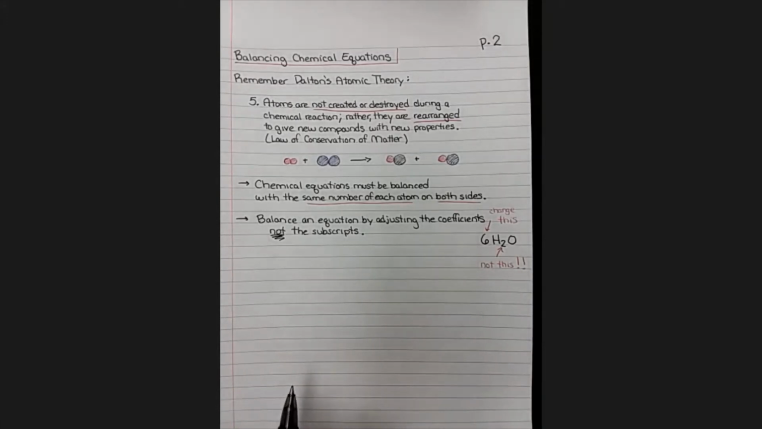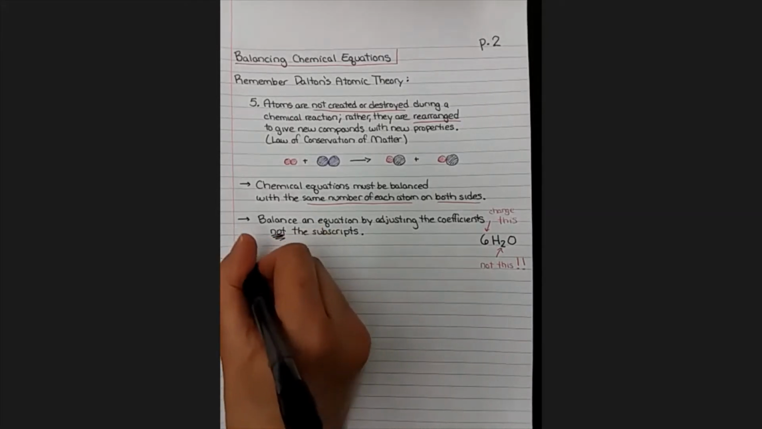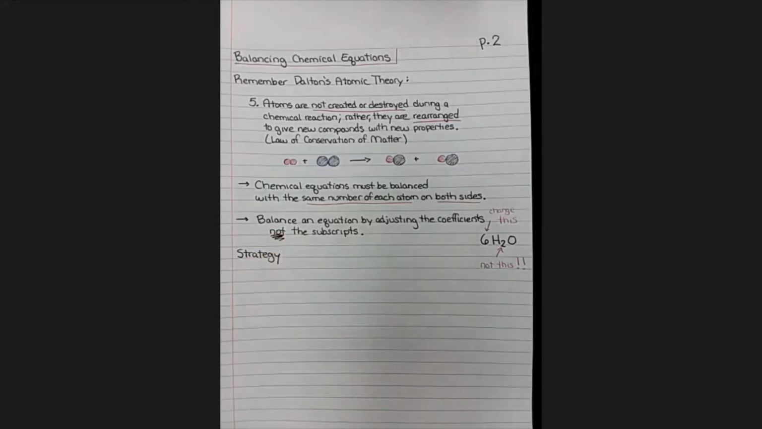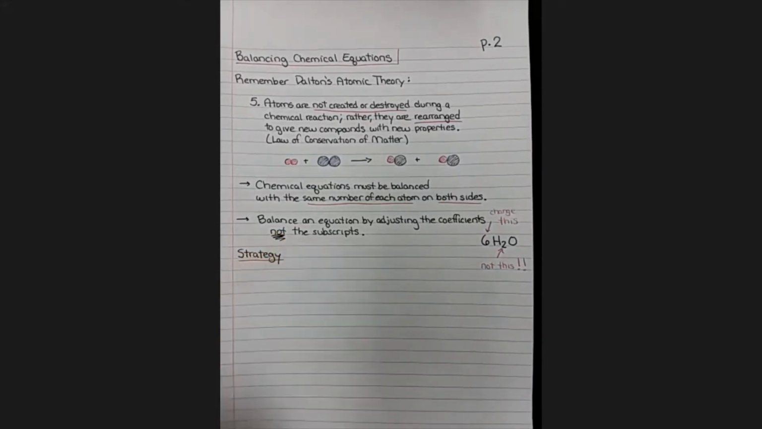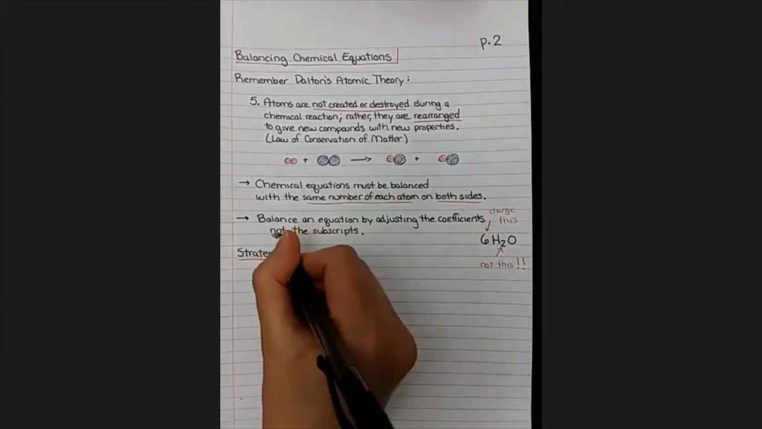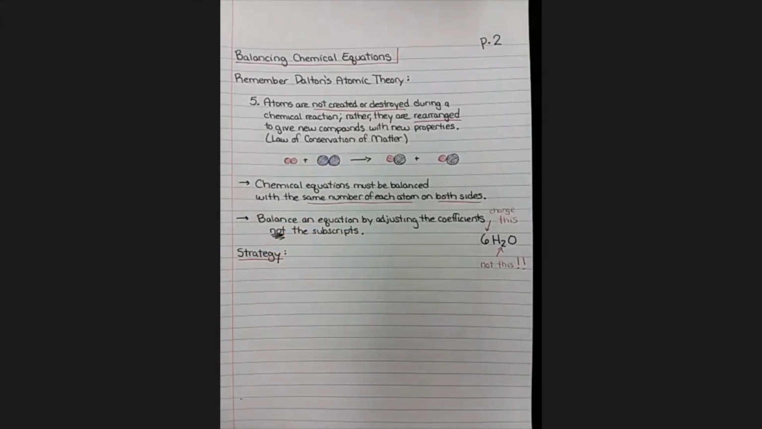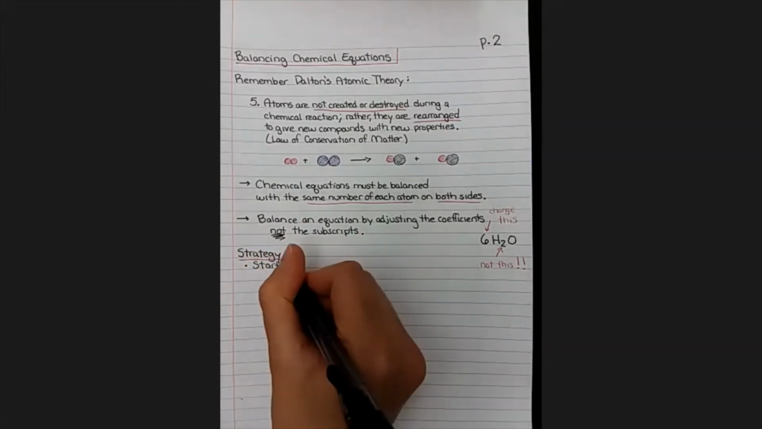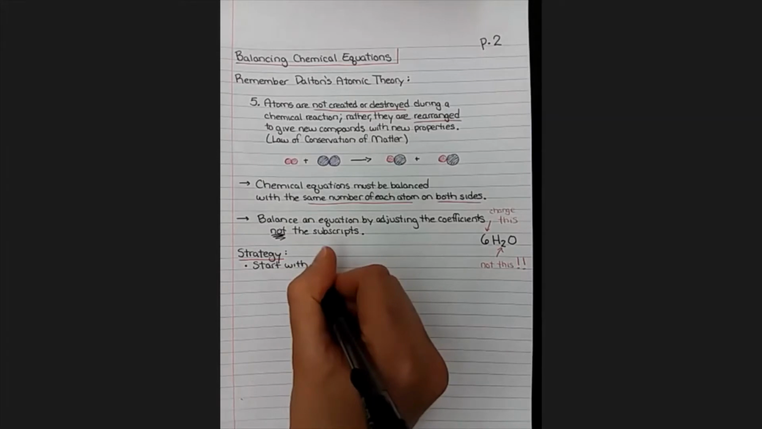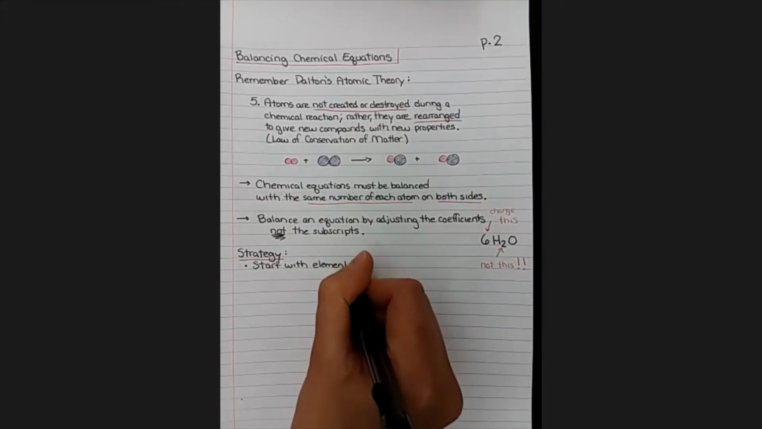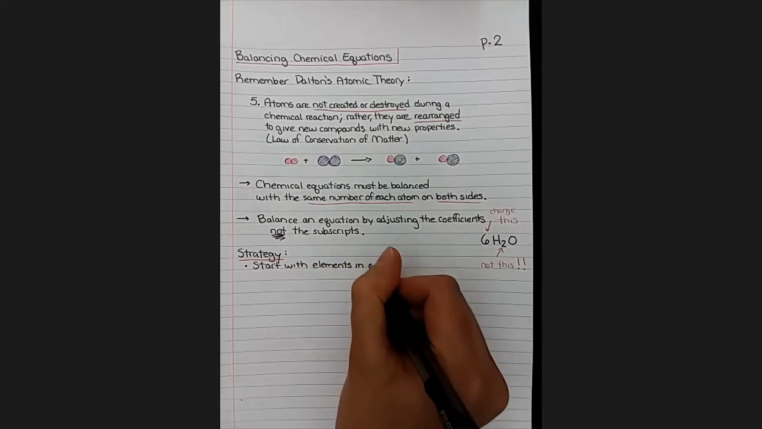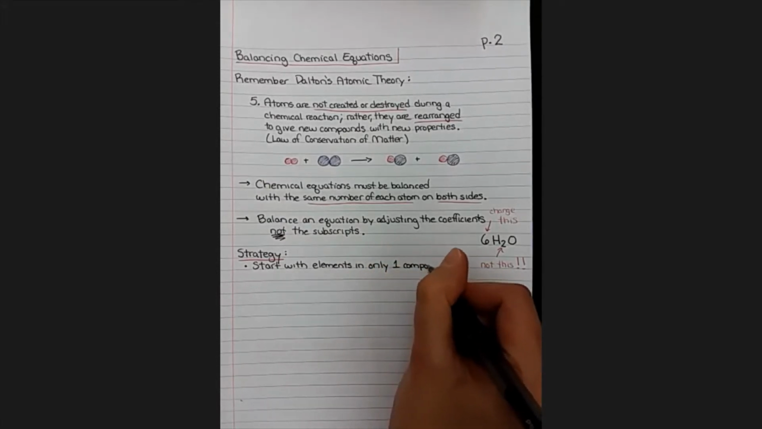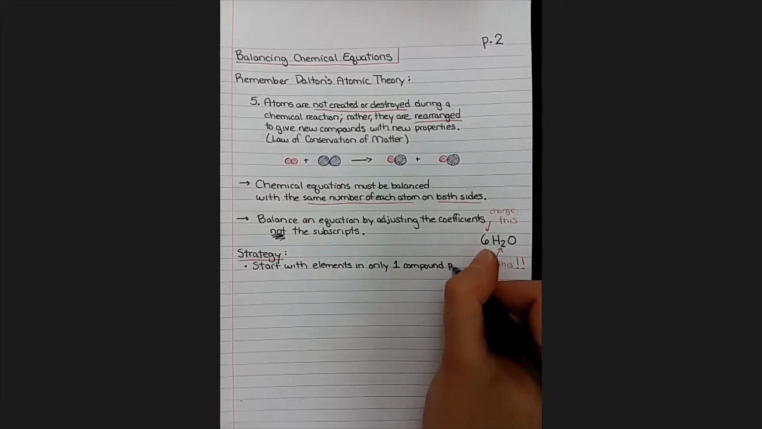So remember to always only change those big numbers in the front. We're going to do a couple of examples to practice, but before we do, let me give you a strategy to use for solving these equations, because they can get a bit tricky as we add more and more compounds and more types of elements. So here's my strategy for balancing an equation. When you start and you're choosing an element to start with, choose an element that is in only one compound per side. And do all of those first.